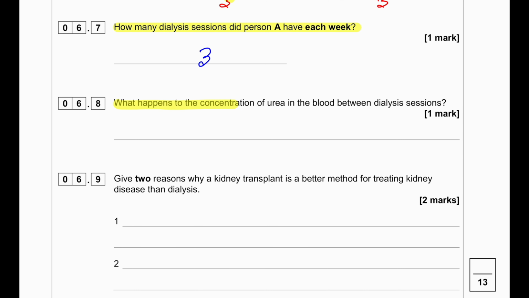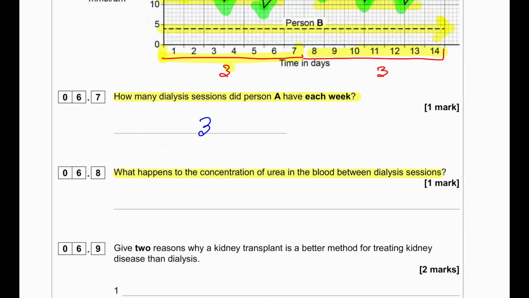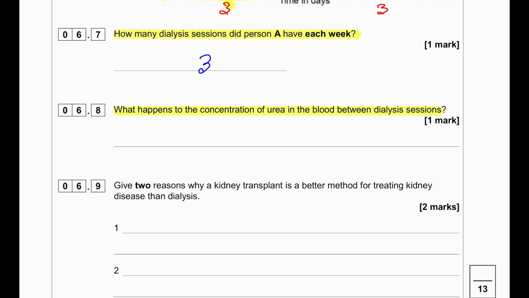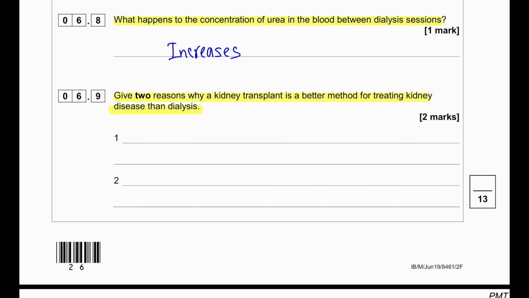What happens to the concentration of urea in the blood between dialysis sessions? You can see the concentration of urea again regains its higher concentration when the dialysis is not taking place. We'll just simply say increases. Give 2 reasons why a kidney transplant is a better method for treating kidney diseases than dialysis. Now, with a kidney transplant, as we can see even from the diagram, there will be a lower concentration of urea all the time.